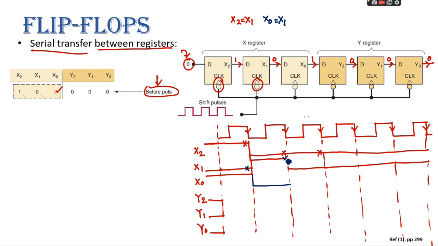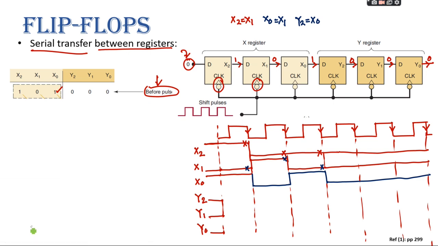And just before the negative edge, what is the value of x1? 1. So it will switch to 1 and it will remain 1 until it gets the next negative edge. And just before the negative edge, what is the value of x1? 0. Yes. Switch to 0 and remain 0 until the rest of the pulses. You got my point, right? Yes, sir. So now for y2, what is the input? X0. So y2 will always follow x0, right? Yes, sir.